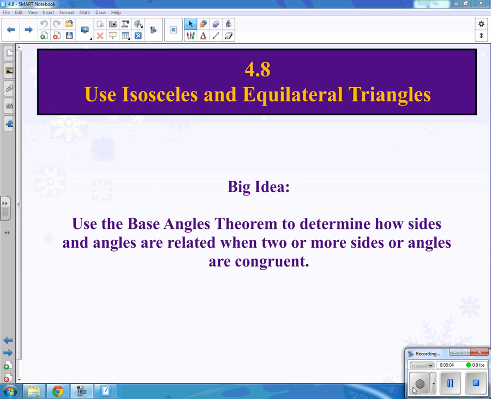Today we're going to look at section 4.8, where we use isosceles and equilateral triangles. If you would like to copy down that big idea, feel free to pause the video here.